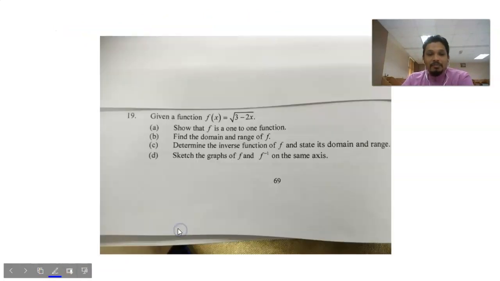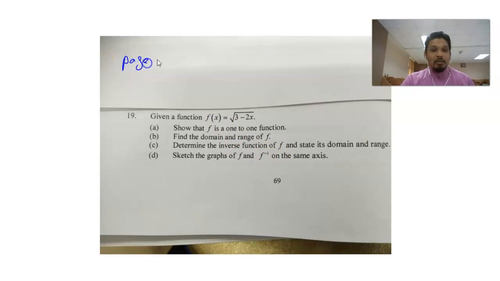Next question. Okay, question 19. Given the function f(x), show that f is a one-to-one function. Find the domain and range of f. Determine the inverse of function f. Okay, now, please turn to page 69. Page 69.